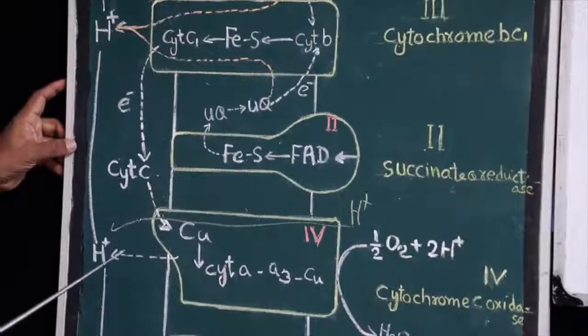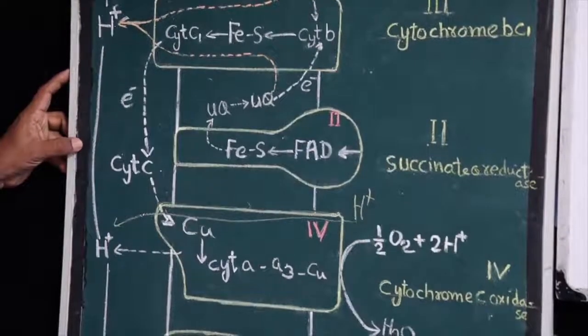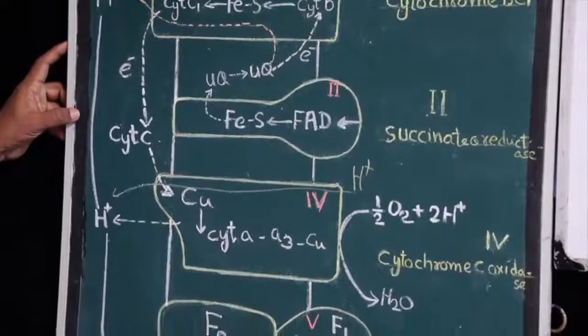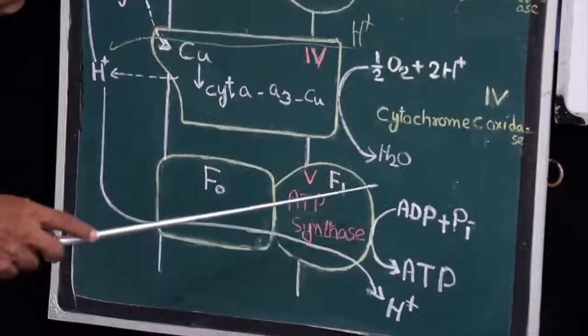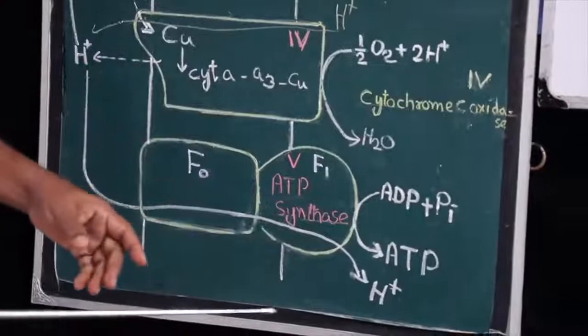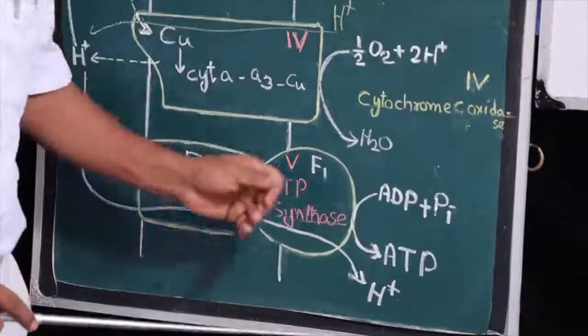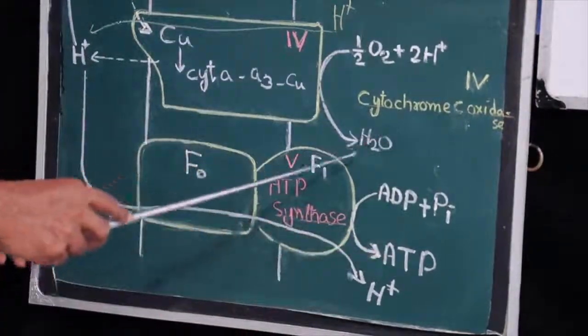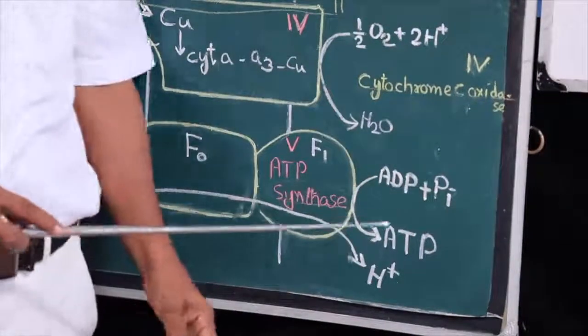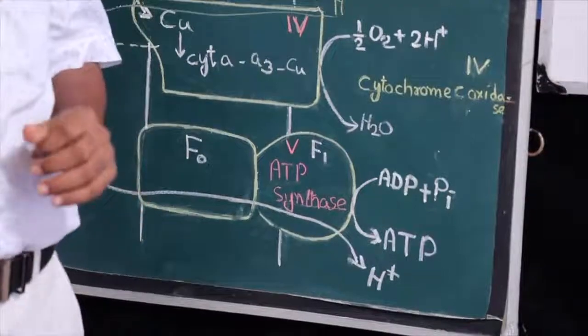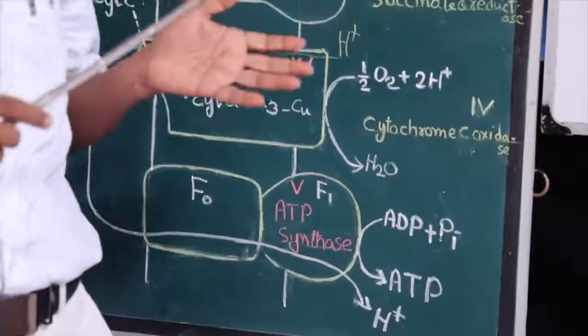When these protons are passing to the matrix through the elementary particle, the F0 F1 complex, energy will be released. This released energy will be stored in the ATP. ADP becomes ATP with the help of energy and pyrophosphate. Now we can study the ATP formation, how many ATPs are formed.